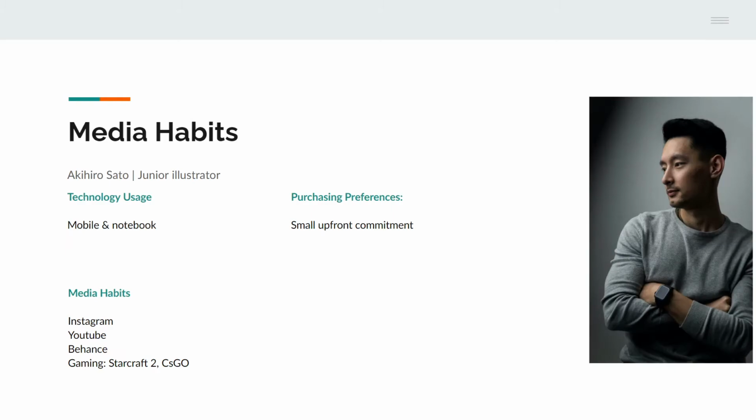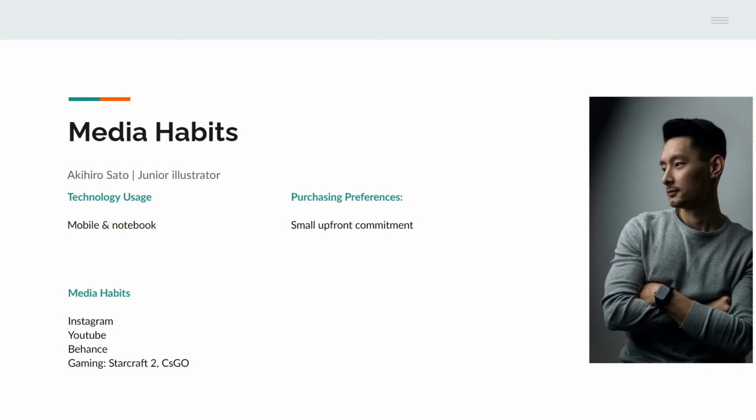And then let's talk about media habits, okay? What is his technology usage? Now, did you know in Google Ads you could actually market either exclusively to mobile, to tablet, or to all devices? So we need to figure out what device he's actually on. So for him, it would be mostly mobile and notebook. His purchasing preferences would be a small upfront commitment. And last but not least, his media habits would be Instagram, spends a lot of time there. YouTube, spends a lot of time there. Behance, he spends a lot of time there. And gaming, he's a StarCraft 2 fan and a CSGO fan.